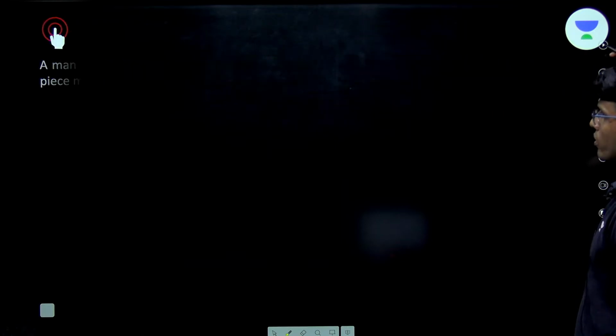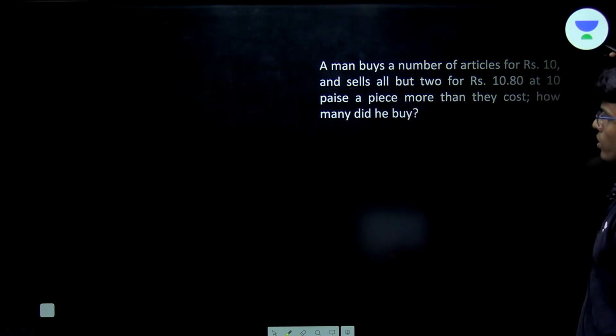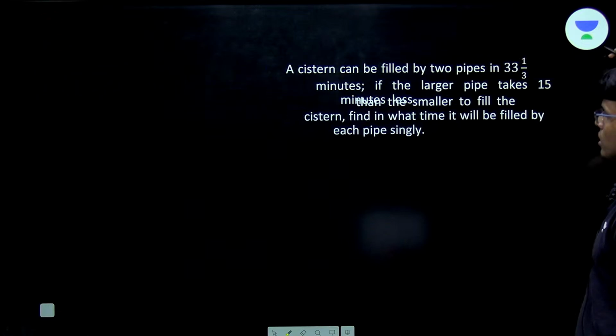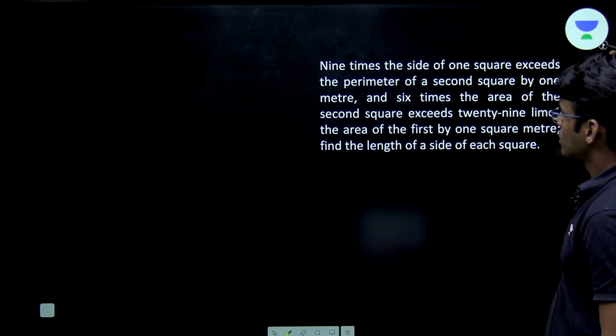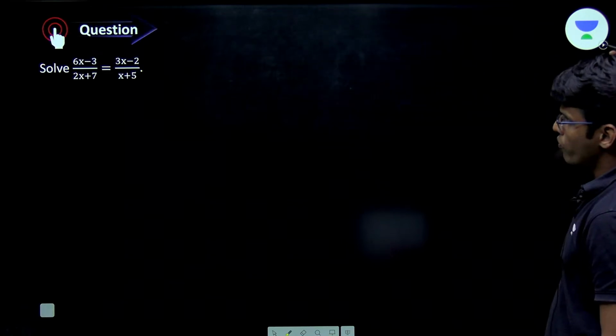We are not going to solve word problems, obviously. All these word problems are homework for you.